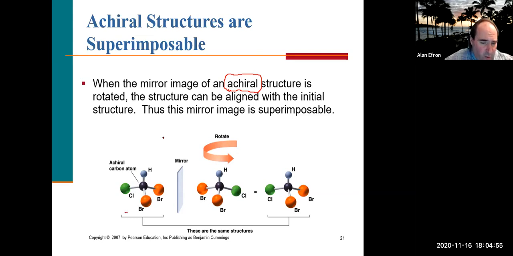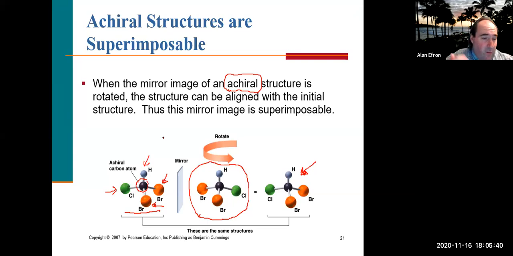So here's, again, our original guy. This is our mirror image. And this is an achiral carbon, because when we look at it, there are groups that are different, but same. So we do not have four different groups attached to it. So it makes it an achiral compound. And what that means is if we take our mirror image, which would be this guy, out of the mirror, we are able to spin it around or rotate it in such a way that everything fits perfectly on each other. That means our mirror image is superimposable, and that would be an achiral molecule.